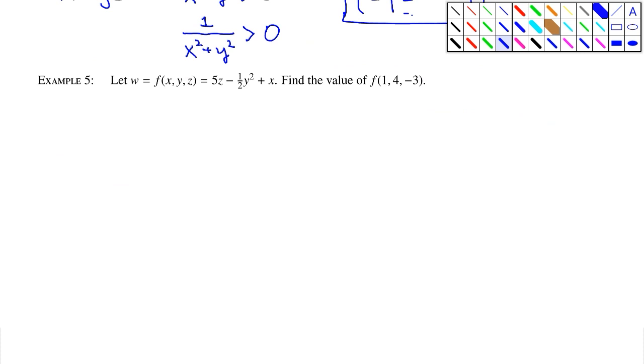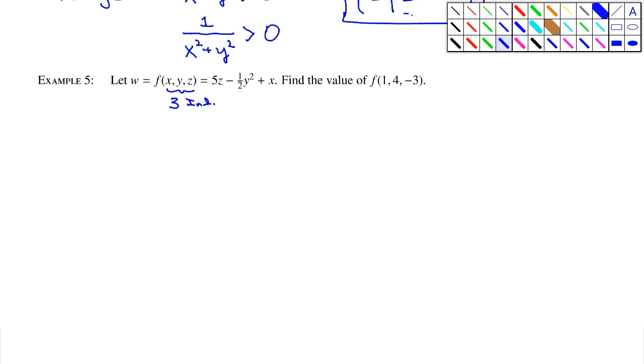Now let's look at a function that has 3 independent variables and the dependent variable. This one says let w equal the function f of x comma y comma z, and that be equal to 5z minus 1/2 y squared plus x. Find the value of f of 1 comma 4 comma negative 3.